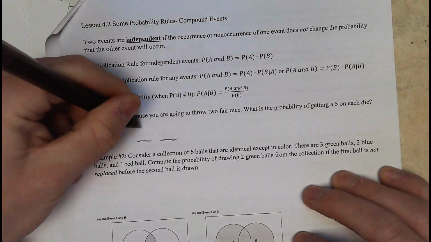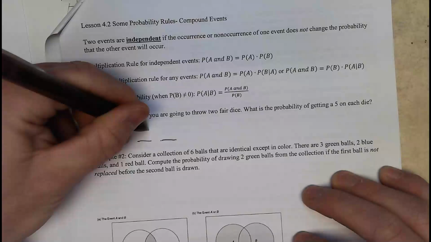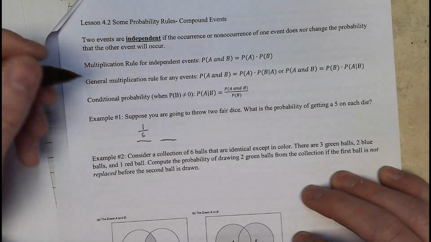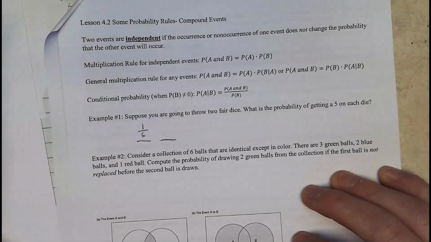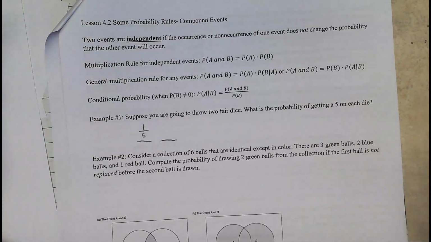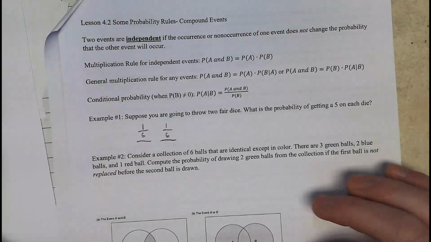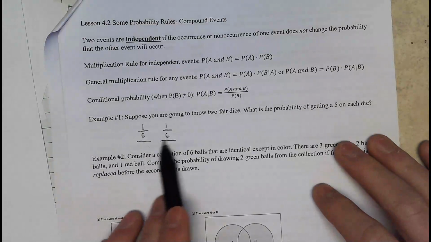Probability of getting a 5. So 5 is one outcome out of 6 possible outcomes, so it's 1/6. Okay? Now, what's the probability of getting a 5 on the second die? Well, it's still going to be the same. It's a fair die. 1 out of 6 total outcomes. Okay? So the question is, these are 2 independent events.